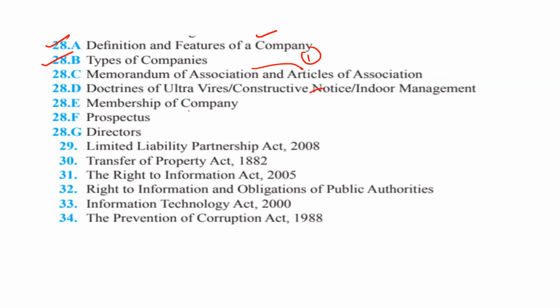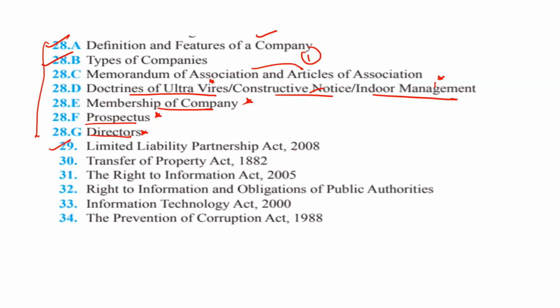After that, we have to discuss the doctrines of ultra vires, constructive notice and indoor management. Next is the membership of a company. After that, the prospectus, and the last one here is the directors.